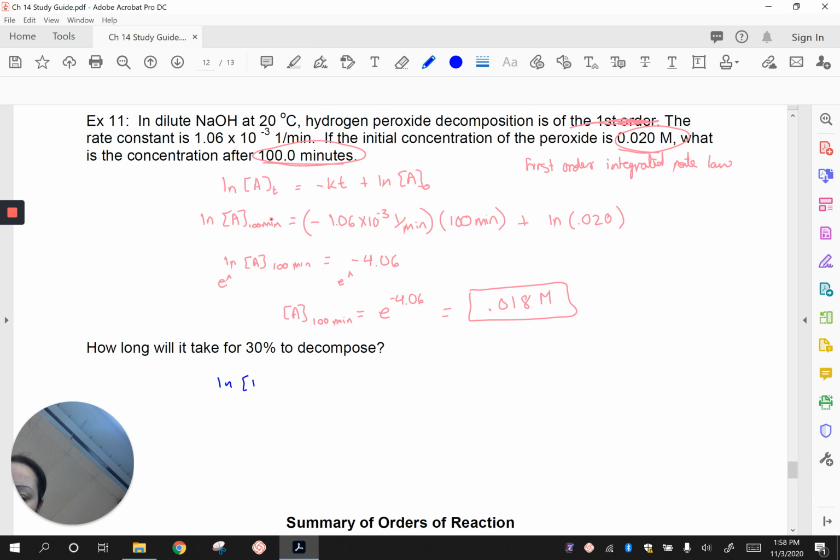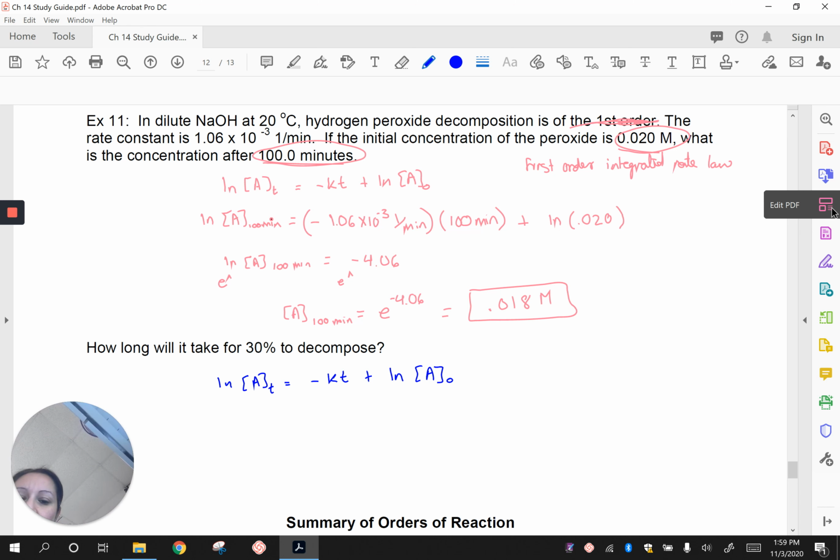So natural log of concentration of A at a given time is equal to negative KT plus natural log of the initial concentration. Now, they're asking for how long. So they're looking for T. That's what we're solving for. And we know that K is going to be this number right here. We know the initial concentration is 0.02. And they're telling us that 30% decompose, which means 70% remain. So if we do 0.7 times whatever the initial was, then that's going to give us the concentration at time t. That's one way to do it.